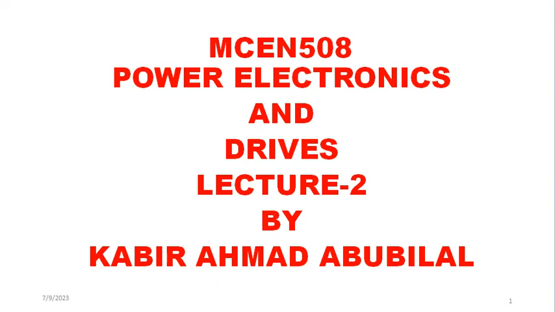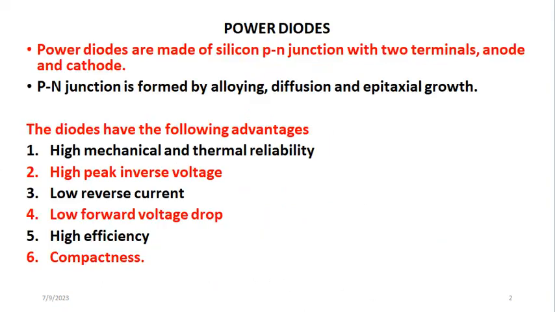In our first lecture, we saw the general revision of the course, and we looked at the 6 basic switches that are used in power electronics. The first one of them is a power diode. So today we are going to continue our lecture by looking at each of these 6 components or switches.